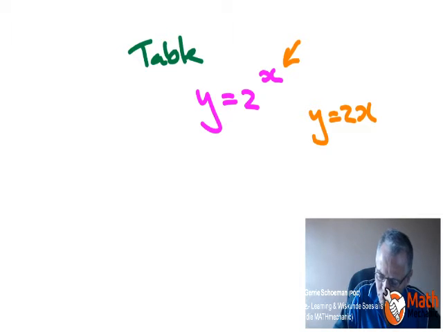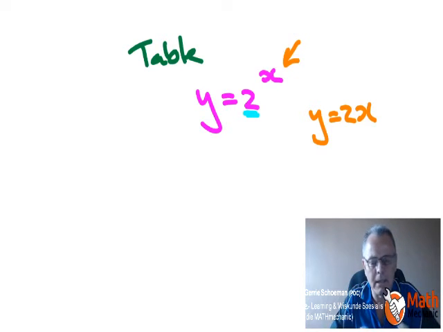Now that 2 can be anything. It can be a fraction, or it can be a whole number, but it cannot be a negative number. It can never be a negative number for the exponential graph. It has to be positive, but it could be a fraction or it could be a whole number.